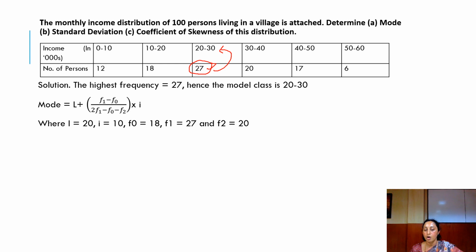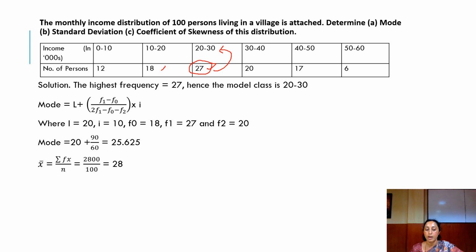So identify all the values. Here the lower limit of the modal class is 20, the size of the class interval is 10, the f0 value is 18, the f1 value is 27, and f2 is the frequency succeeding the modal class, which is equal to 20. So substituting all these values, we get the modal value as 25.625.